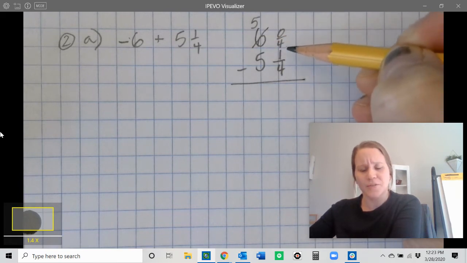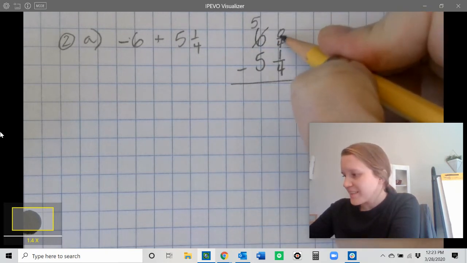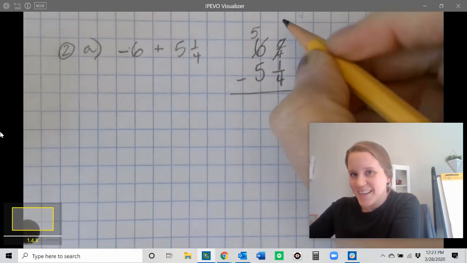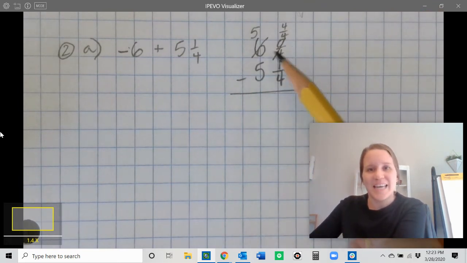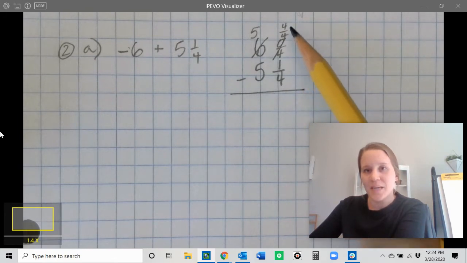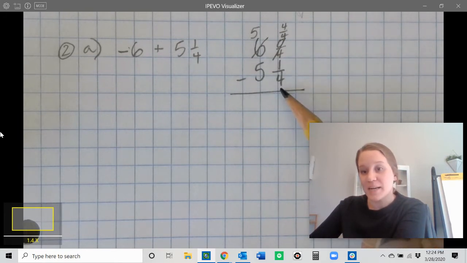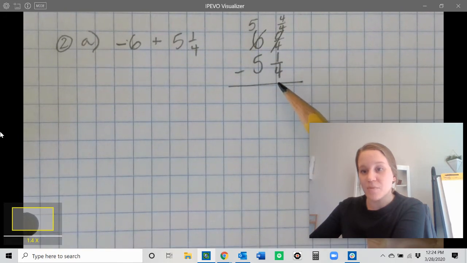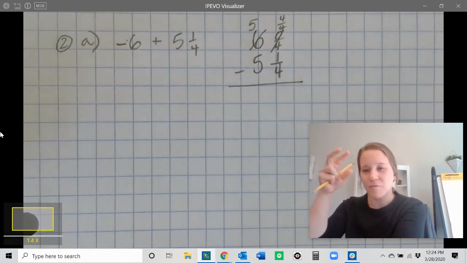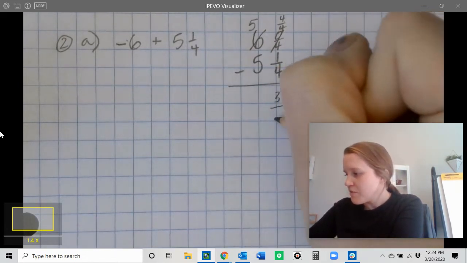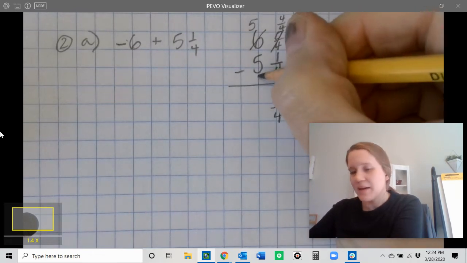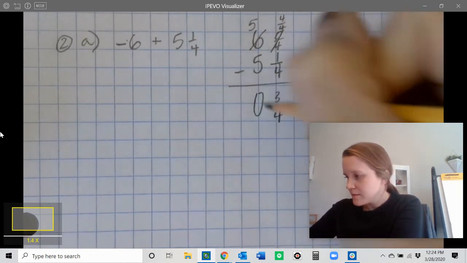How many fourths are in 1 whole? Hopefully you said 4/4. I wish I could hear you. So this becomes then 5 4/4 minus 5 1/4. Okay. Now I can do 4/4 minus 1/4. Remember, I only subtract the numerators. You can think of this like a picture, right? 4 pieces of a pizza, take away 1 piece of a pizza. How many fourths are left? 3/4. And then 5 minus 5 is 0. 0 3/4.